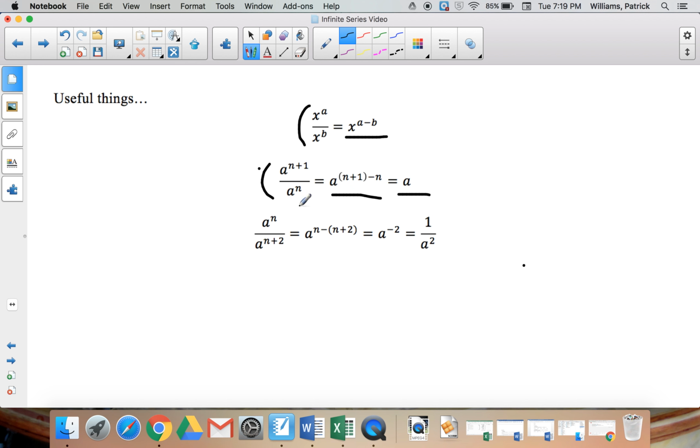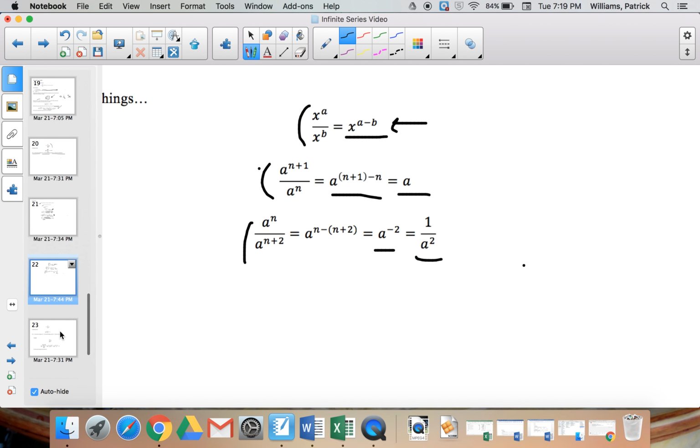Now, for example, if we have something like a to the n over a to the n plus 2, again, just apply the formula right here, and this would be a to the negative 2, or 1 over a squared. So remembering these power rules, and remembering how to cancel things out when you have factorials in quotients, is going to help us out big time when we go to do the ratio test. So I just wanted to go over this stuff right now before we looked at some examples.